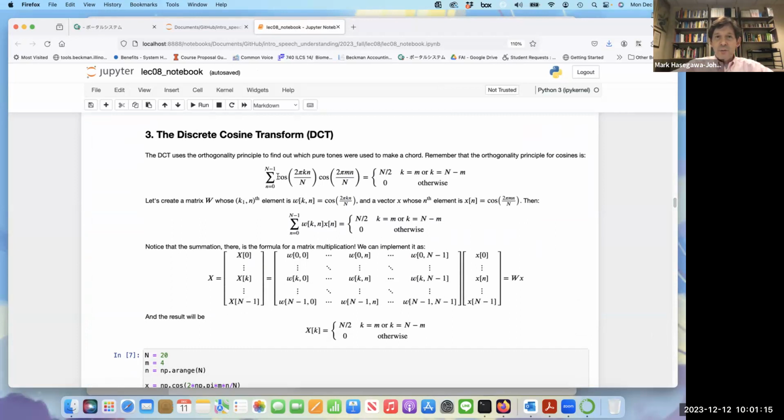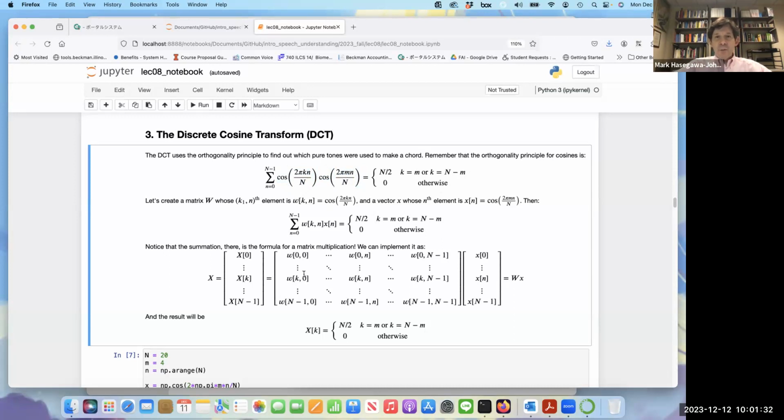Remember, the orthogonality principle said that if I multiply together two cosines, if they have the same frequency, then the sum of their product is N over 2. If they have different frequencies, then the sum of their product is 0.